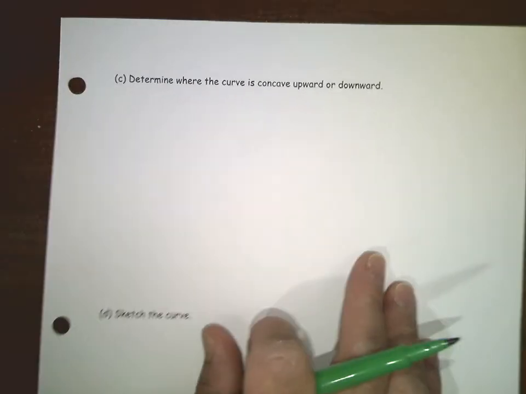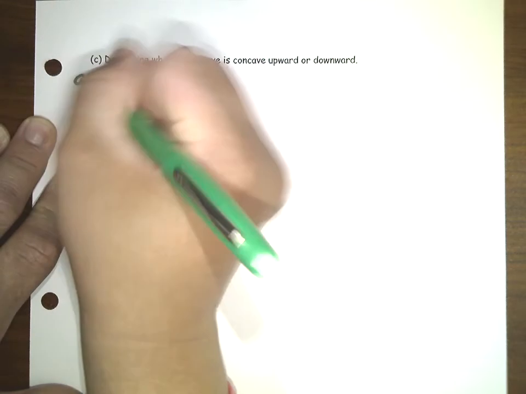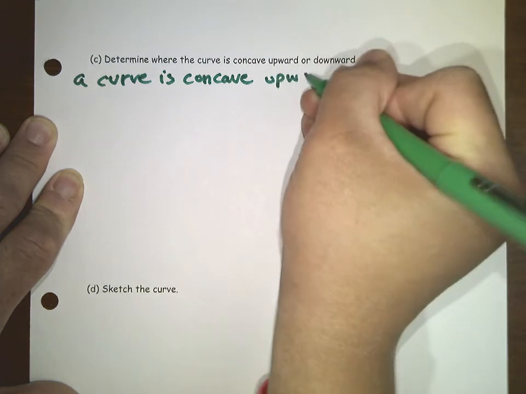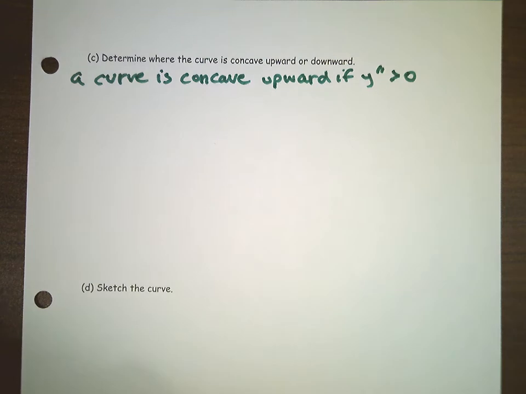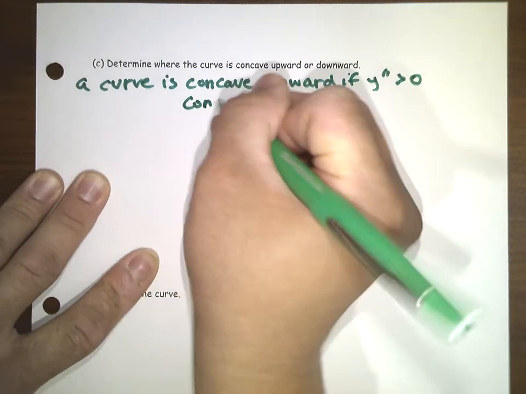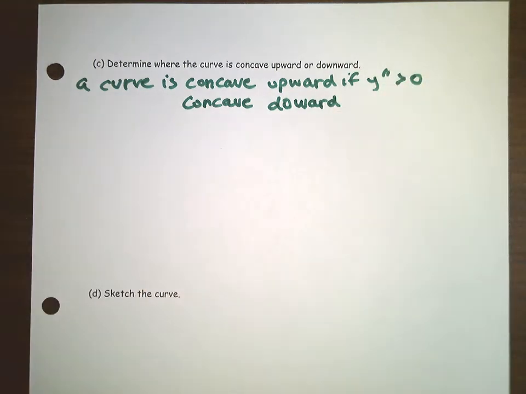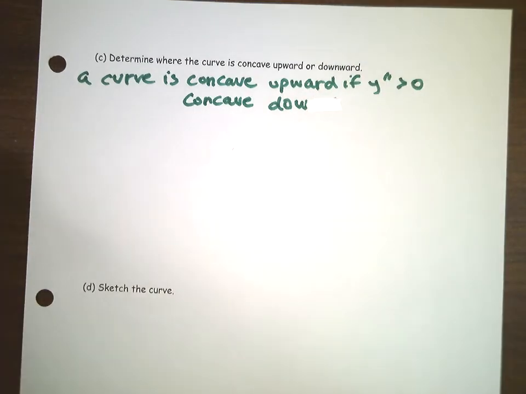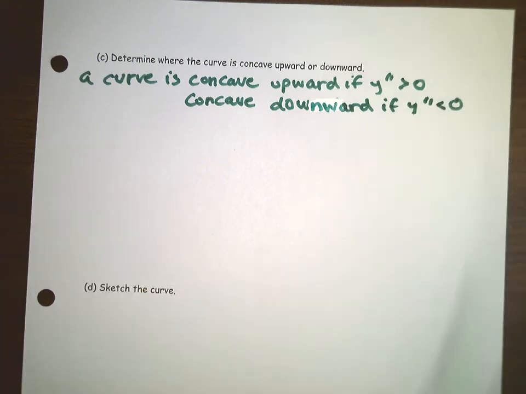Determine where the curve is concave upward or downward. Remember that a curve is concave upward if the second derivative is greater than 0, and it is concave downward if the second derivative is less than 0.